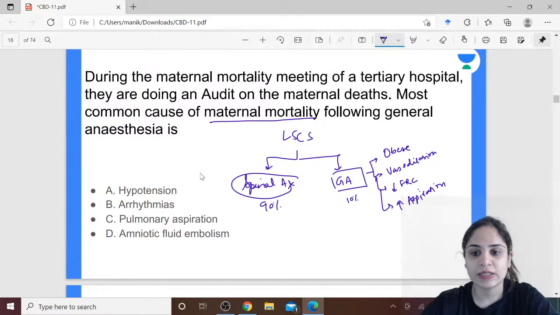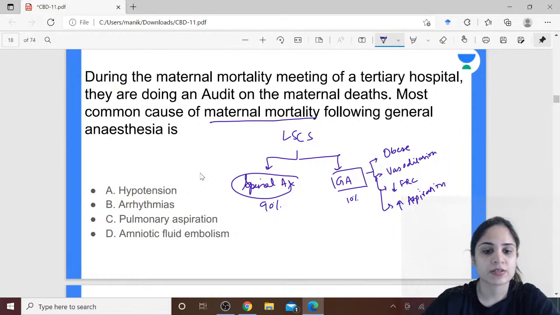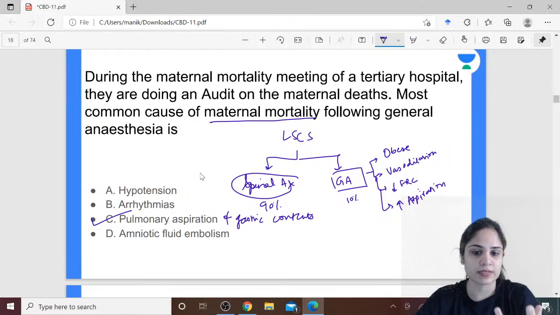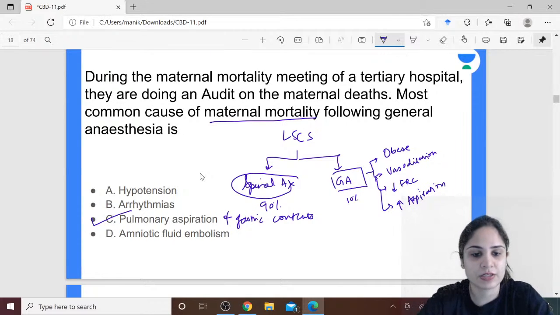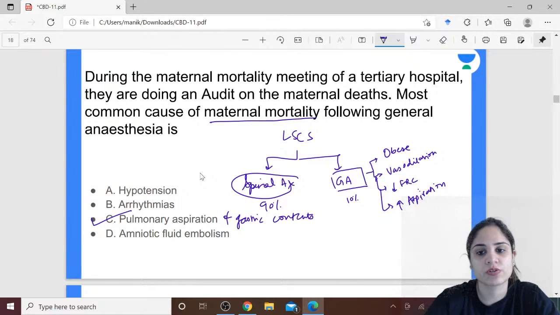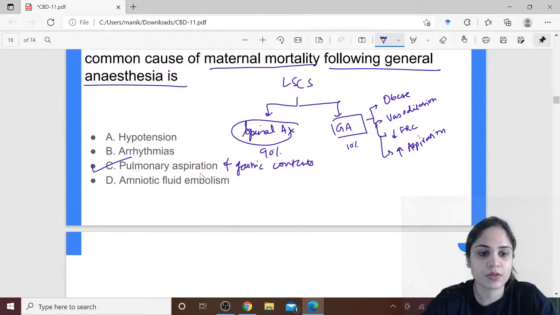Now I have to intubate this pregnant woman. During intubation, the most common thing that can happen is pulmonary aspiration of gastric contents. Because of progesterone, the food does not move ahead, so there is always some residual food that remains in the stomach. And the gravid uterus puts pressure on the stomach, so there can be easy aspiration of gastric contents. That is why I want to avoid pulmonary aspiration of gastric contents, and this is the most common cause of maternal mortality following general anesthesia.